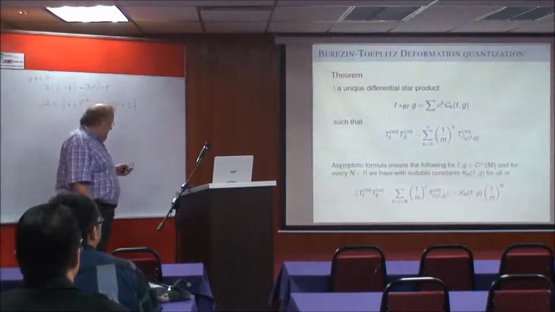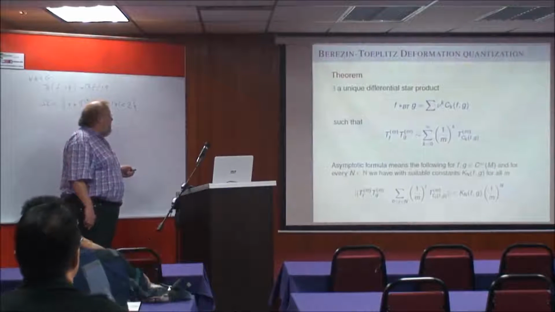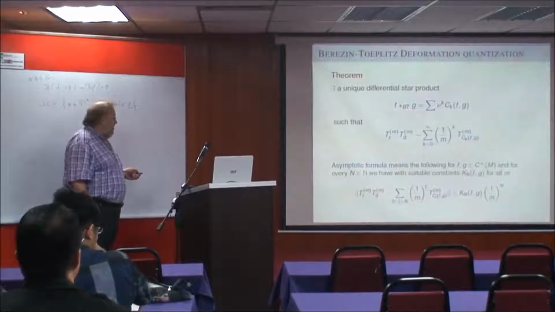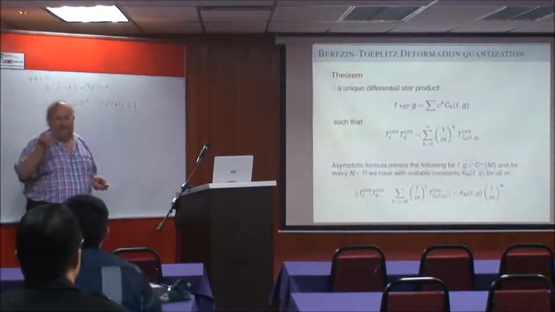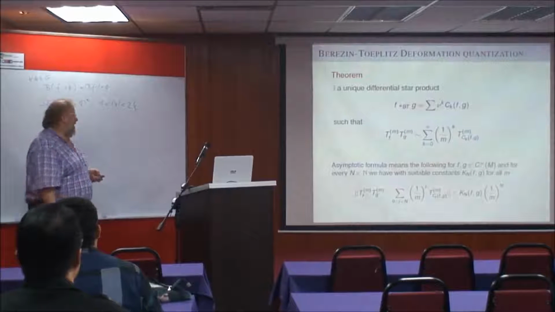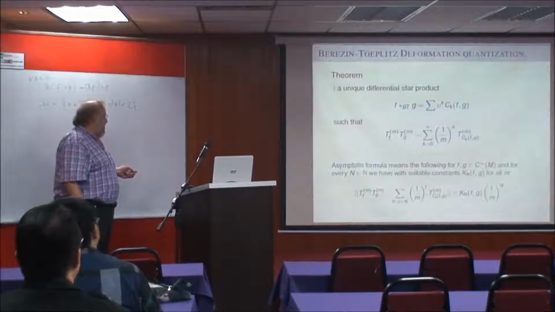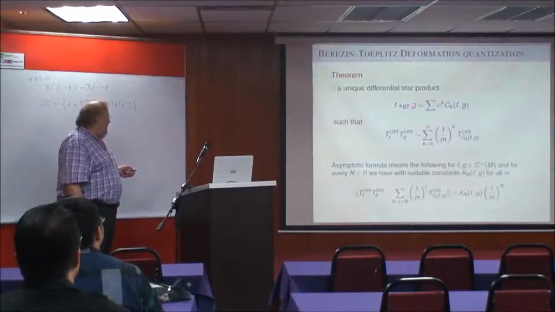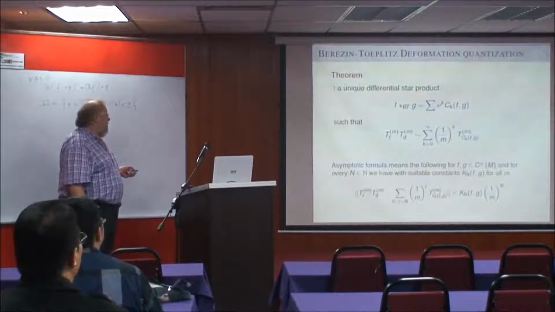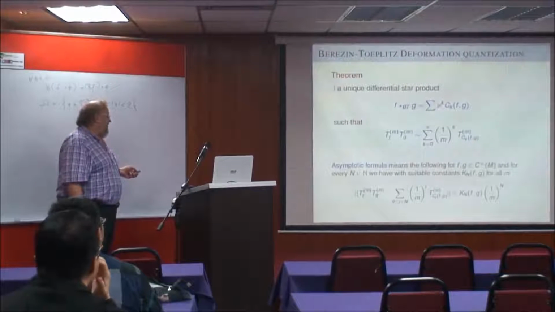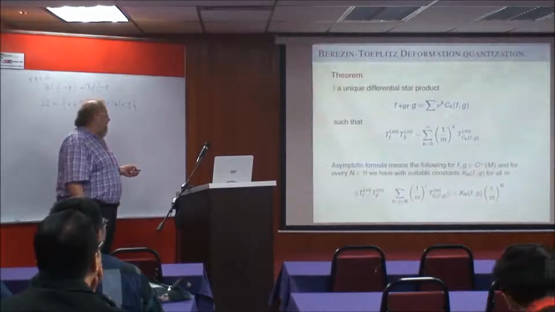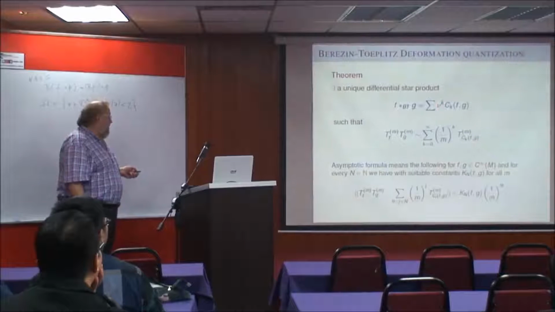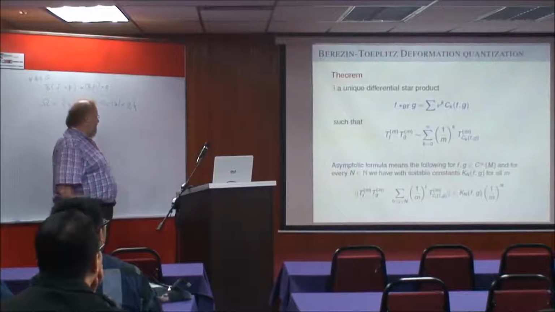So the statement is that there exists a unique differential star product. So this we know now, hopefully. But if you have questions, please interrupt and ask here. The star product means that, given f and g, C-infinity functions, the star product gives a formal power series with this formal variable u, and we have c_k(f,g), which are again C-infinity functions.